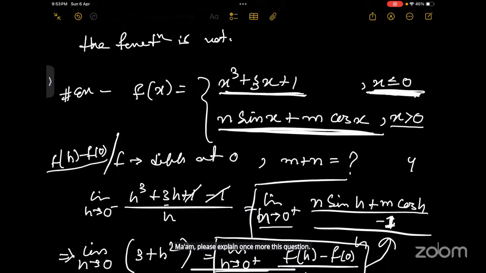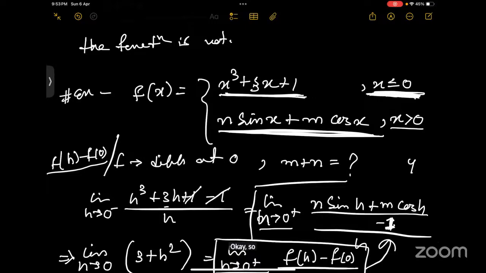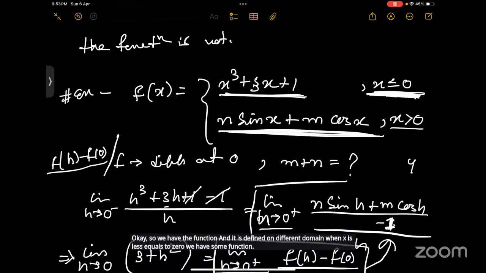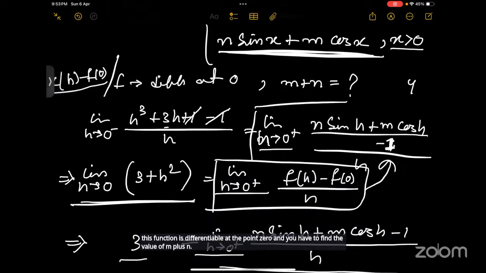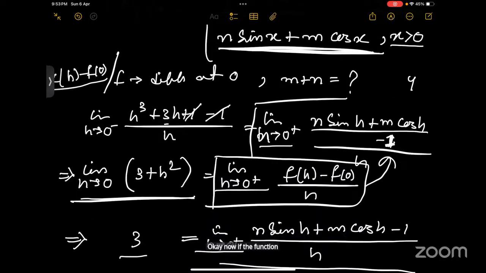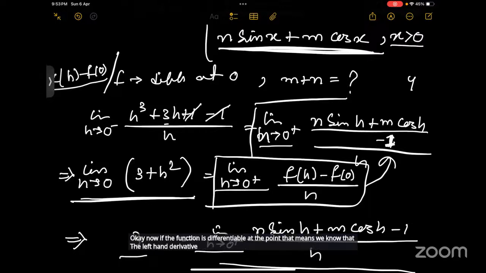Okay. So we have the function and it is defined on different domains. When x is less than or equal to 0, we have some function. And if x is greater than 0, we have some function. We have the hint that this function is differentiable at the point 0 and we have to find the value of m plus n. Now, if the function is differentiable at the point, that means the left-hand derivative at the point is equal to the right-hand derivative at the point, right?